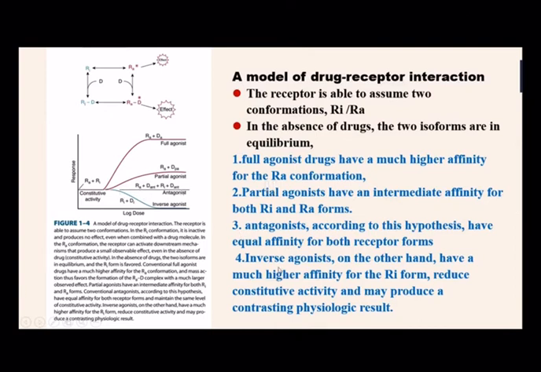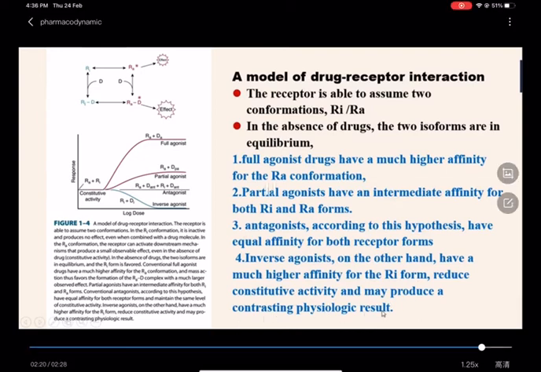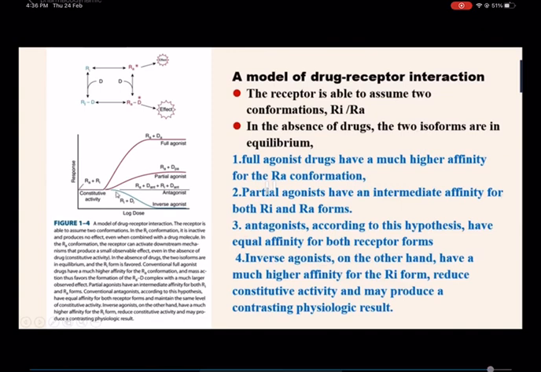4. Inverse agonists, on the other hand, have a much higher affinity for the Ri form, reduce constitutive activity, and may produce a contrary physiologic result. They could produce a response, but the response is inverse.